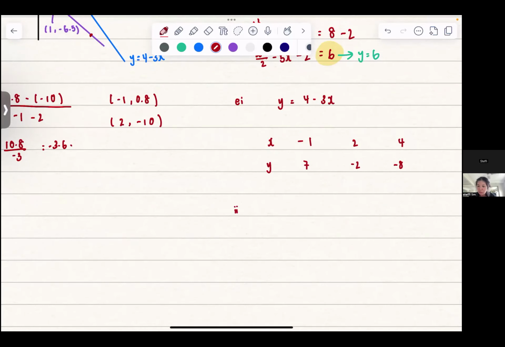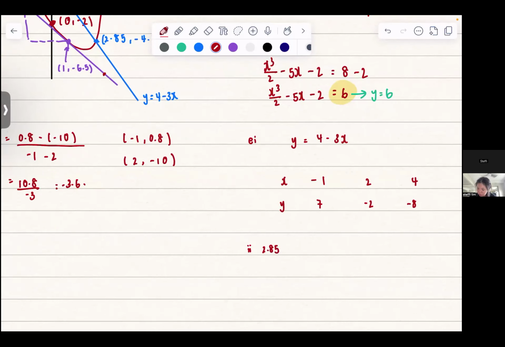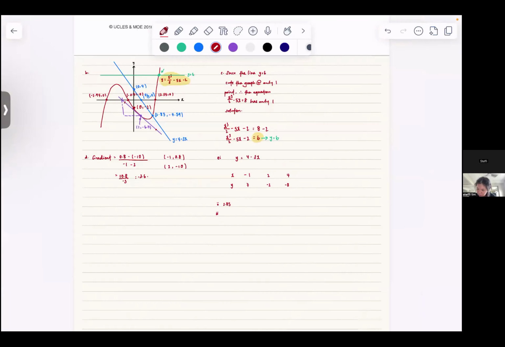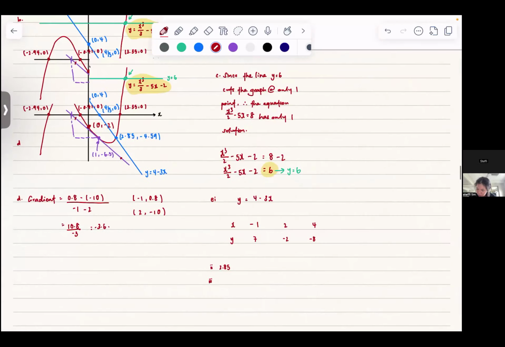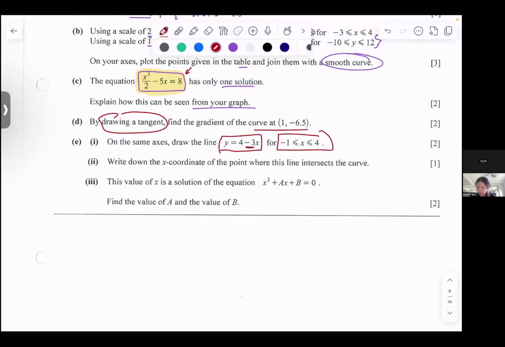Then part 2, it asks you to find the x coordinate of the point of intersection. You have done that on your graph already, which is just 2.85. Part 3. Value of x is a solution of the equation this. Find the values of a and b. Right?